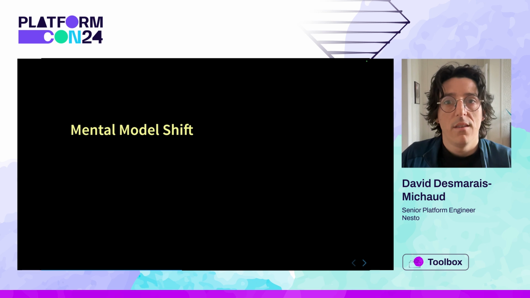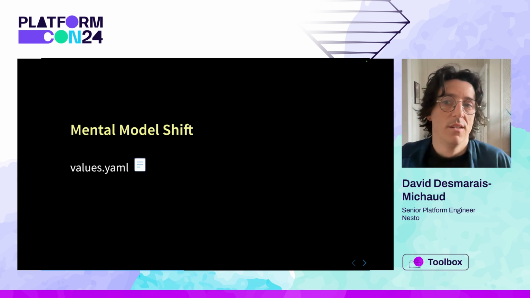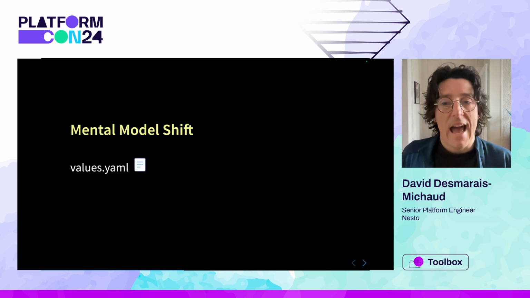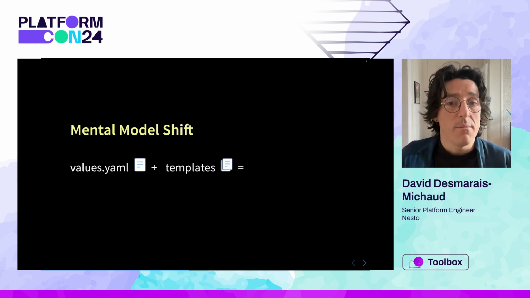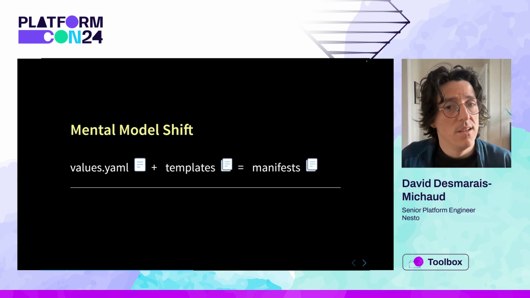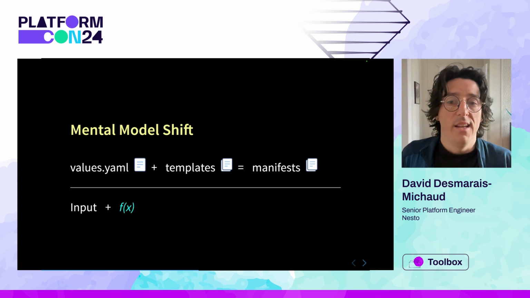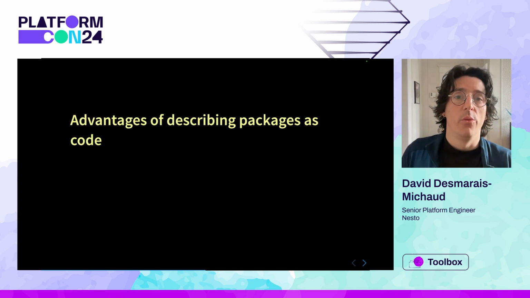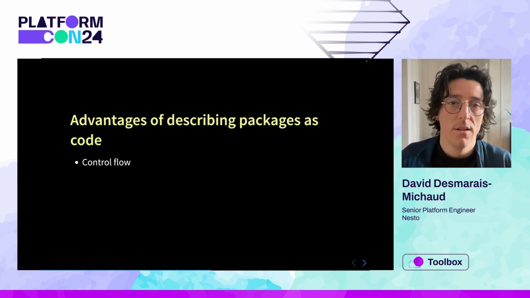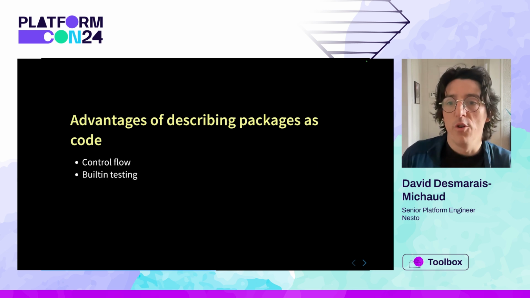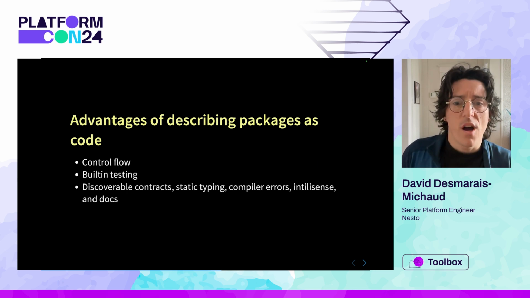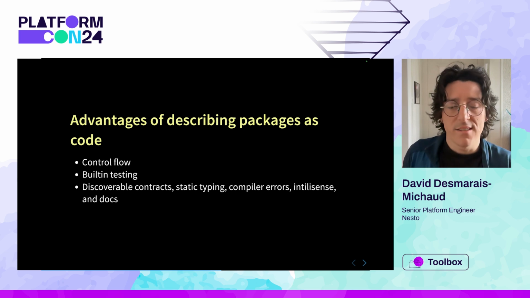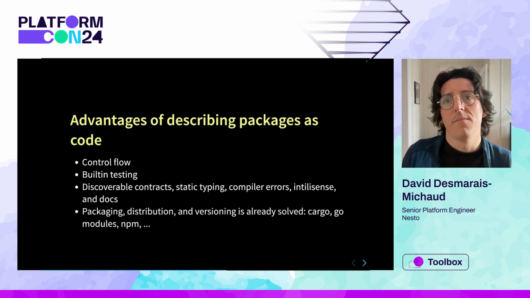So we need to make a mental model shift. We need to go from values YAML files plus templates to manifests, to an input and a function that gives us Kubernetes resources. And from that model, we can start talking about packages as code. The advantages are that we get control flow, built-in testing, discoverable contracts with static typing, compiler errors, IntelliSense, documentation, and package distribution. We don't need to create chart repositories.